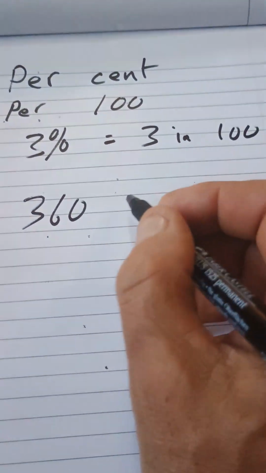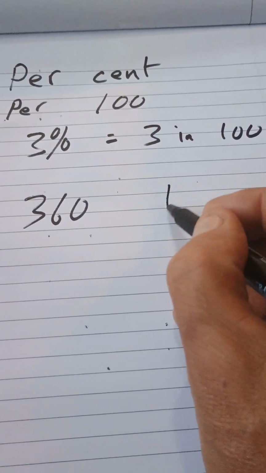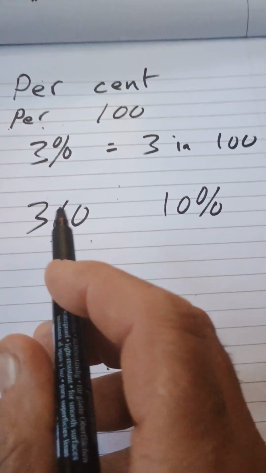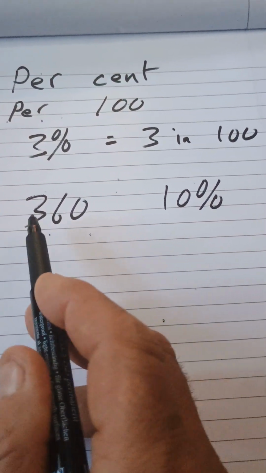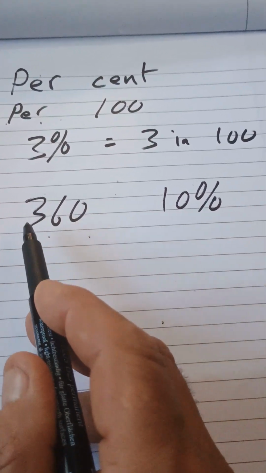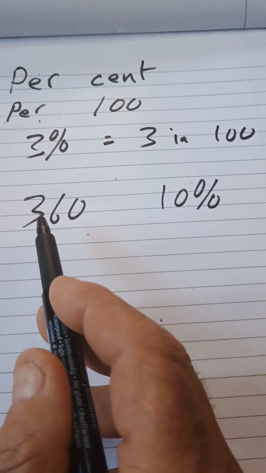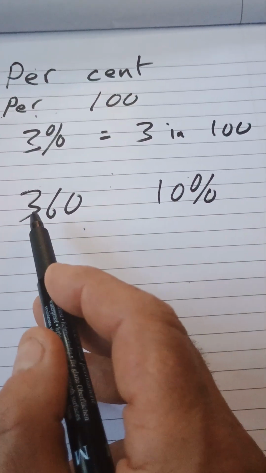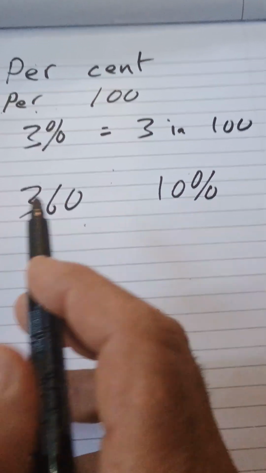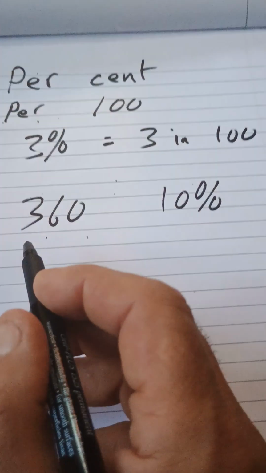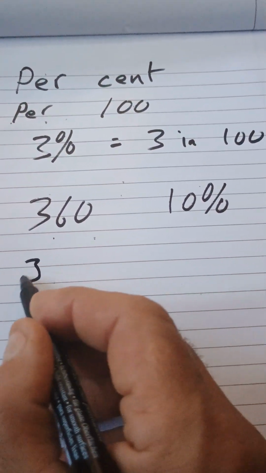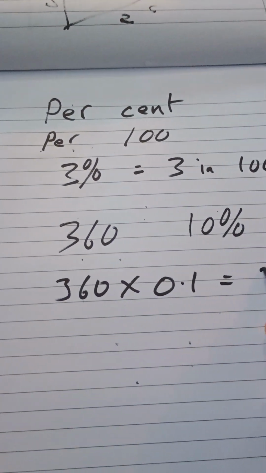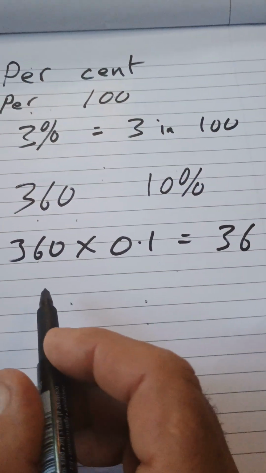So if we have 360 people and we want to find 10% of it, 10% of 360, we need to break it down so that we can understand what that would look like if we were talking about it being out of 100. So 10 in 100, of course, it's not immediately obvious how that relates to 100. But if we want to be quick with it, all we have to do is 360 times 0.1, which would, of course, give us 36. That'd be one way of doing it.